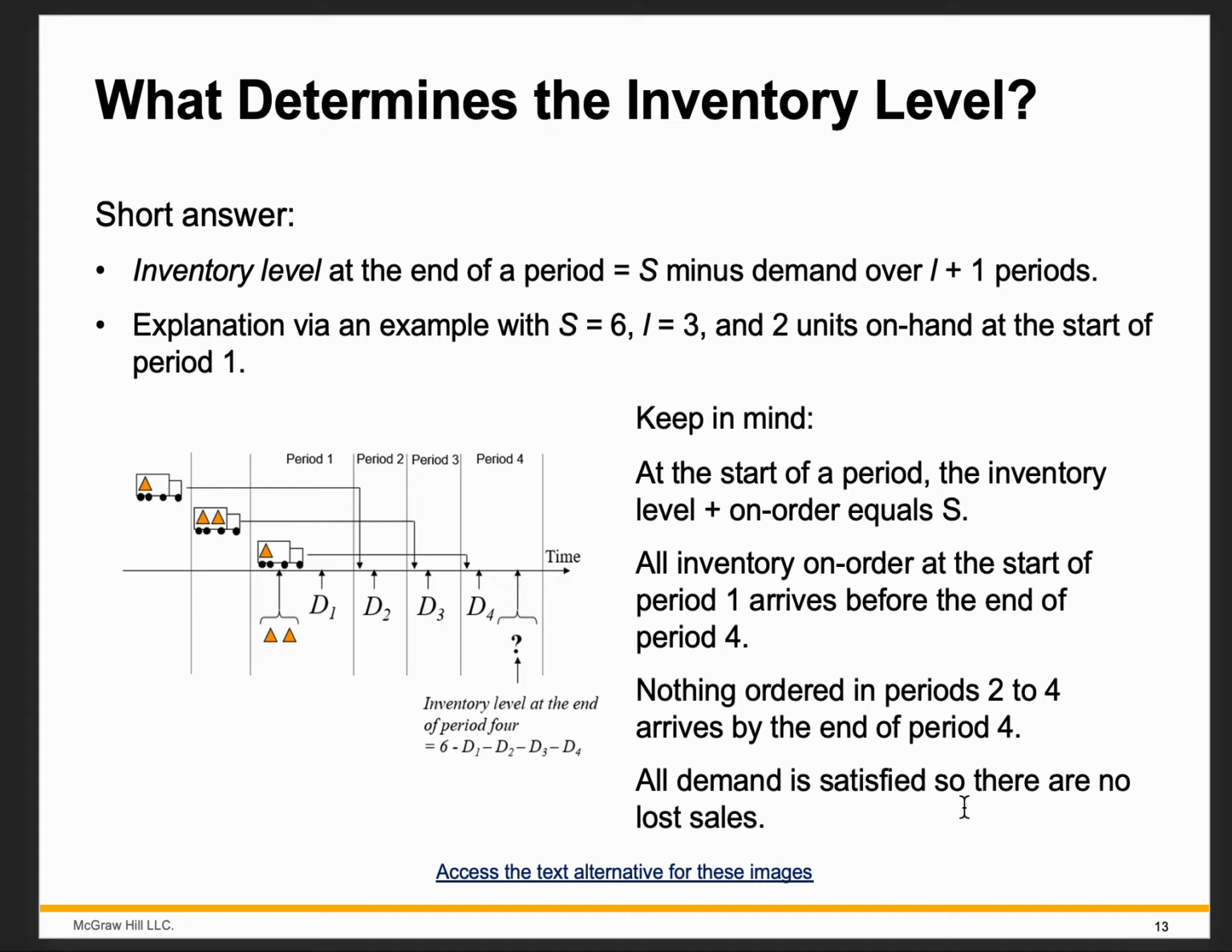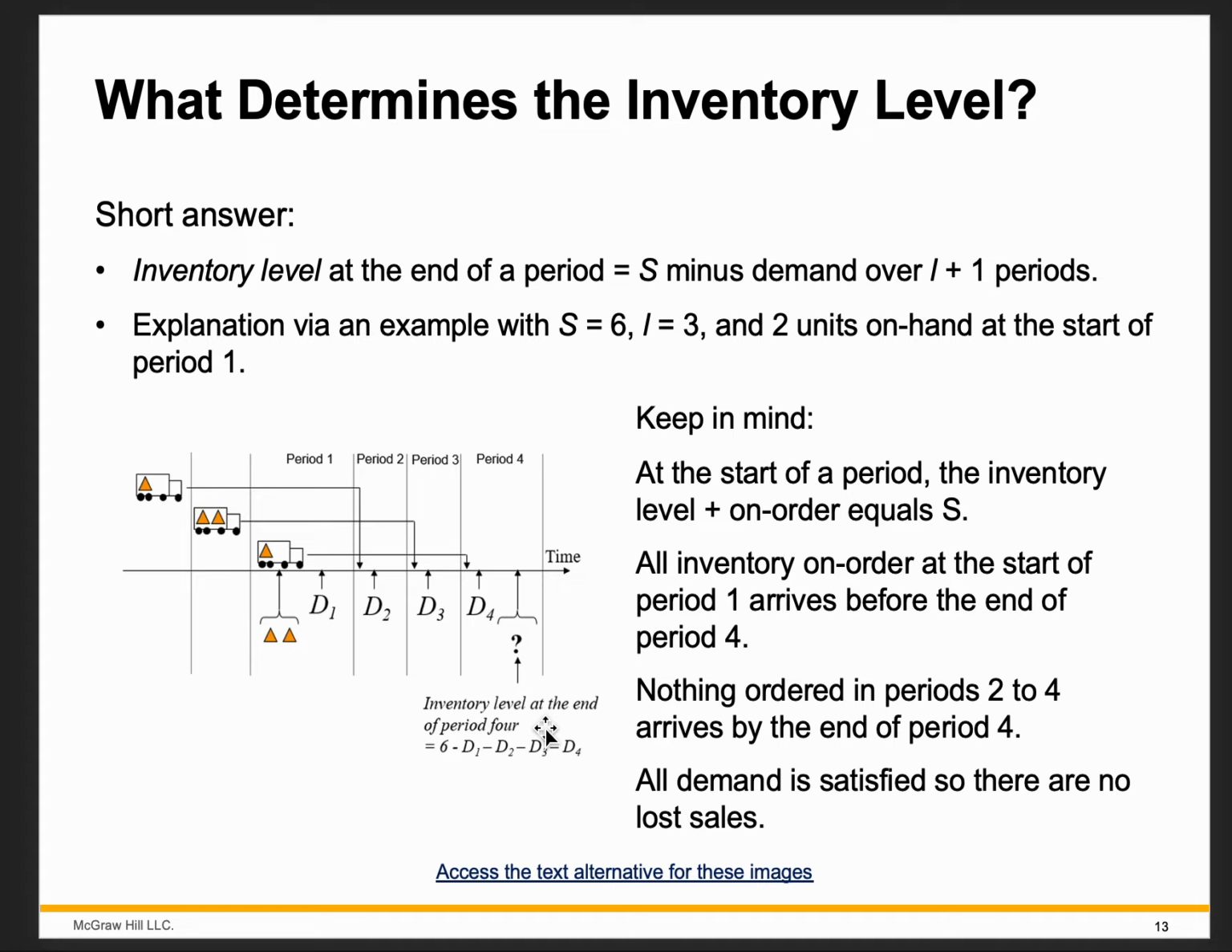All demand is satisfied, so there is no loss, and we'll assume that there are no lost sales. Given that, the logic tells us that the inventory level at the end of this period will be the order-up-to level minus the demand in each of the last L plus 1 periods.